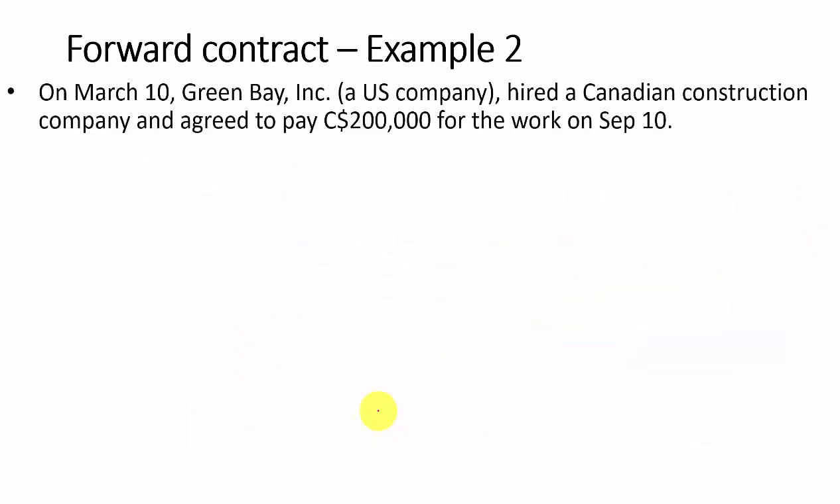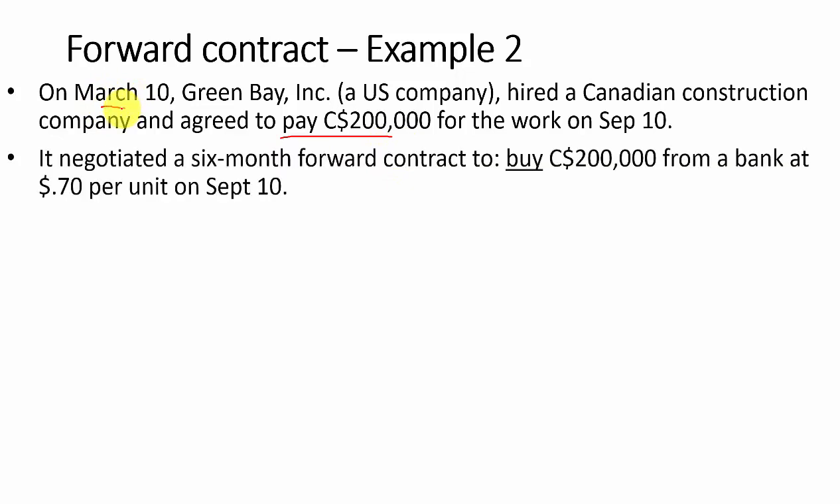Second example. On March 10, Green Bay Inc., a US company, hired a Canadian construction company and agreed to pay 200,000 Canadian dollars for the work on September 10, which is 6 months from March 10, right? So, in order to eliminate the risk, the US company Green Bay agreed to buy 200,000 Canadian dollars from a bank at the rate of 70 cents per Canadian dollar, and the transaction will be executed on September 10.